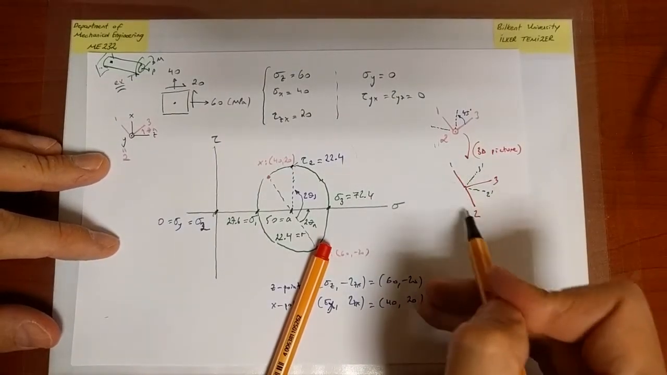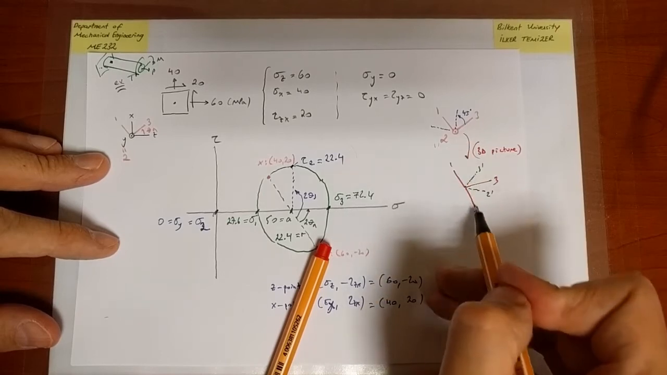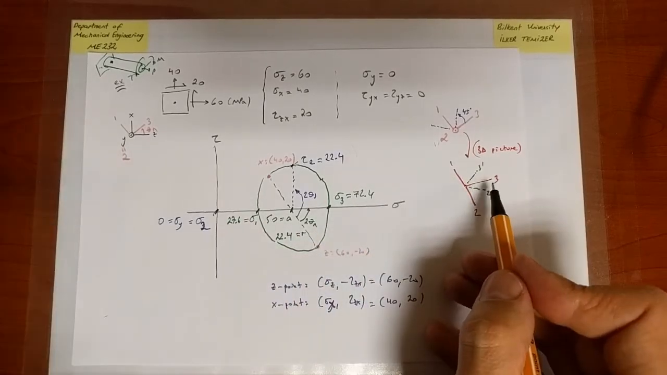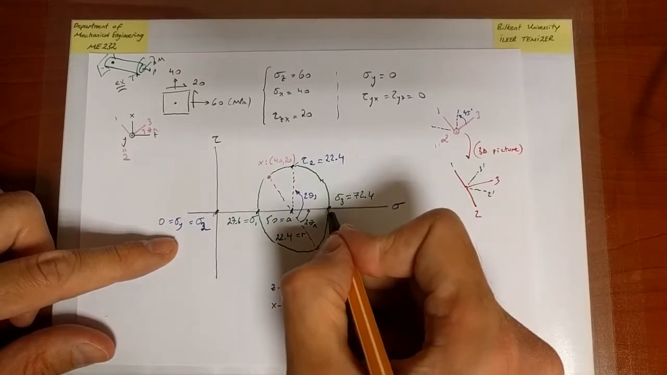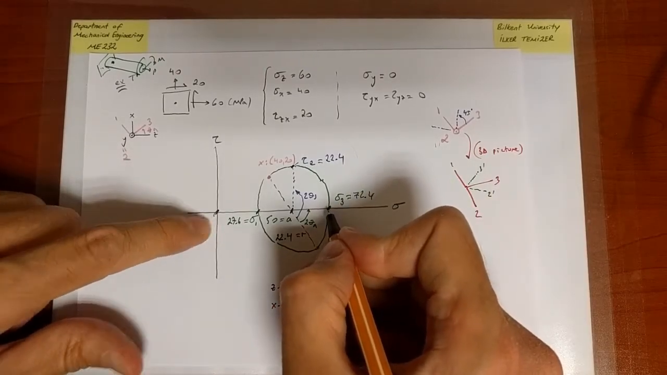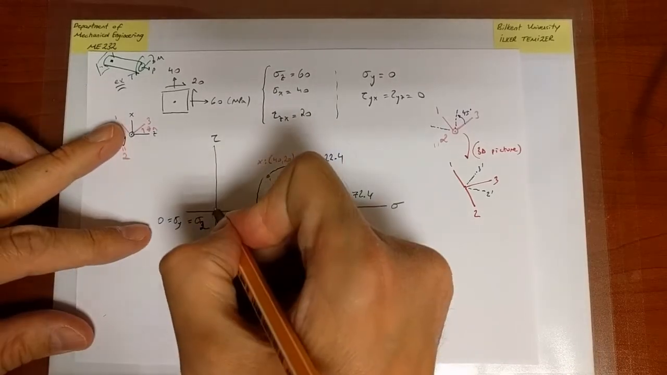Now I'm looking at all possible orientations about those principal directions, and that rotation is about the 1 axis or within the 3, 2 plane. This is 3, this is 2. Those rotations have to do with this Mohr circle.